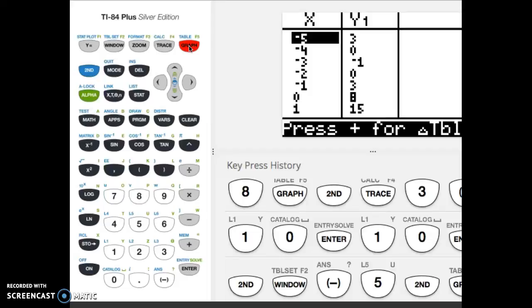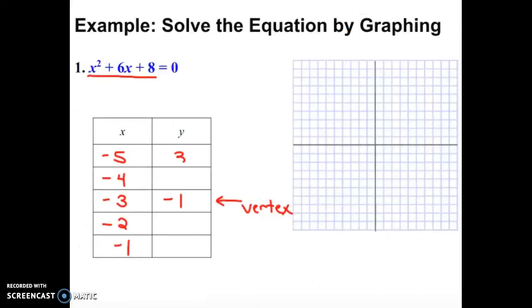So it gives me the y values that go in for my table when I have those x values. Notice how they repeat, the quadratic pattern, how they repeat: 3, 0, negative 1, 0, 3. You should remember that from the last time we talked about it. So let me go back and fill those in my table on the other page. Okay, so 3, 0, negative 1, 0, 3.